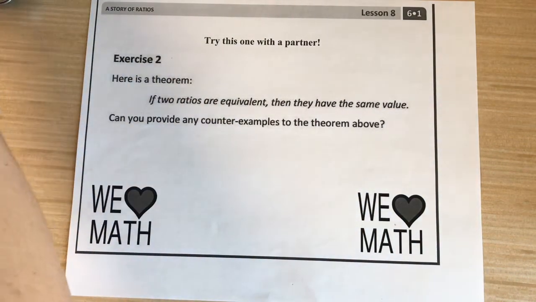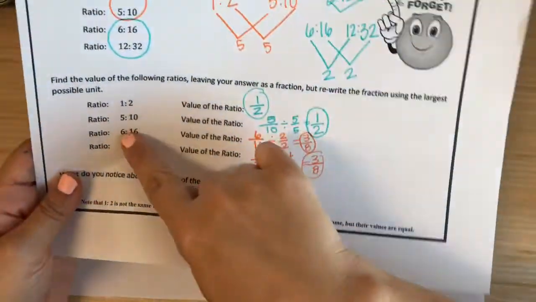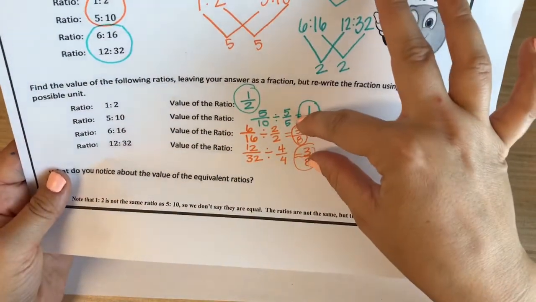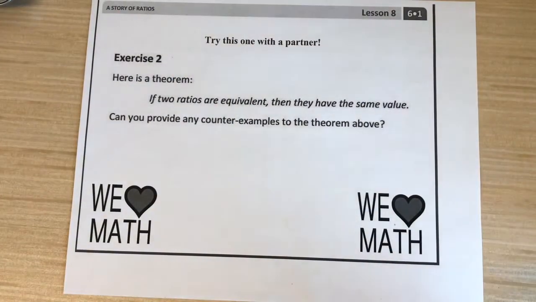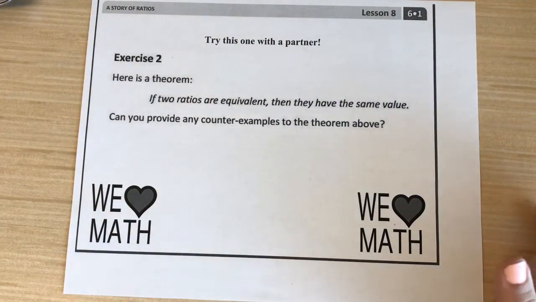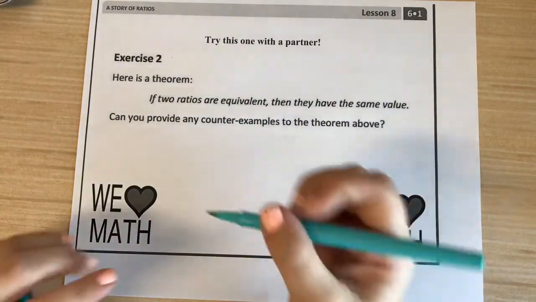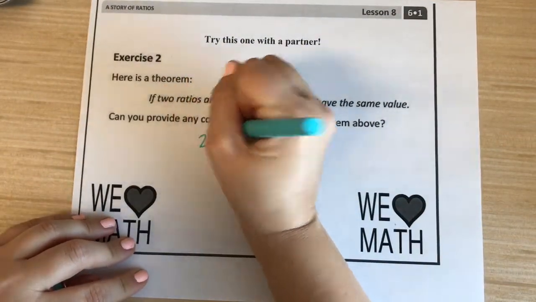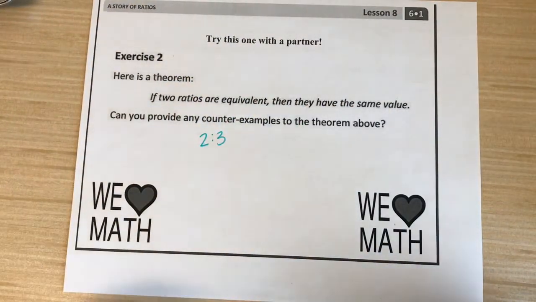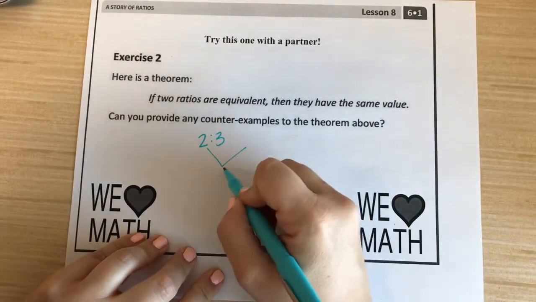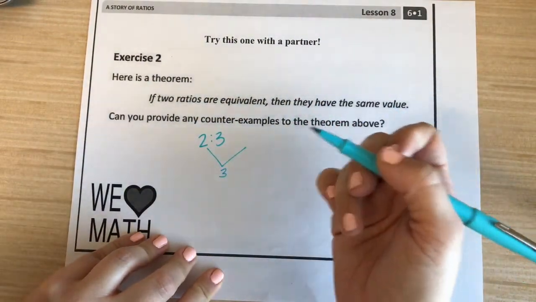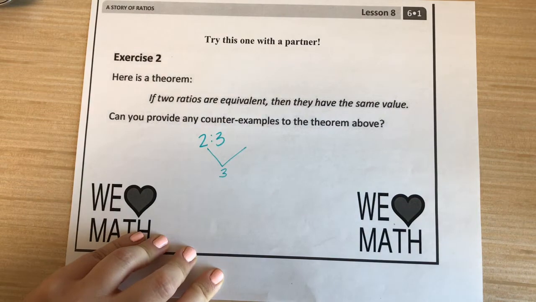And that's what happened in our last problem. We had two ratios that were equivalent. They did have the same value. So is that always true? Can you find any counterexamples to the theorem above? So let's just pick, I'm going to pick ratio 2 to 3. And I'm going to find an equivalent ratio. Okay, so let's do just 3 as the C factor here.